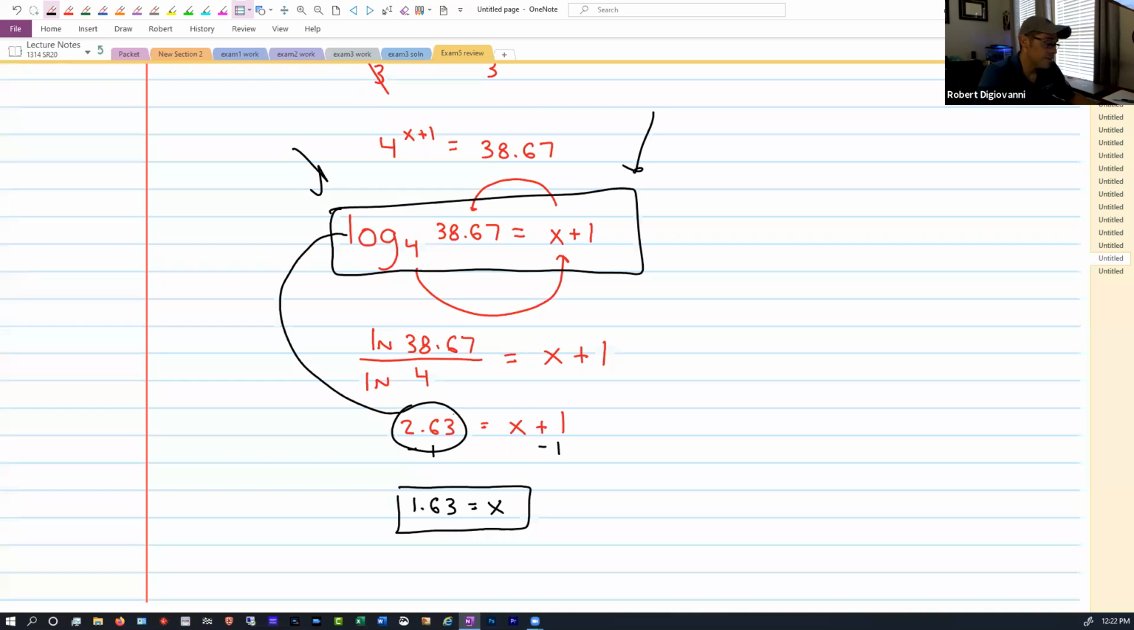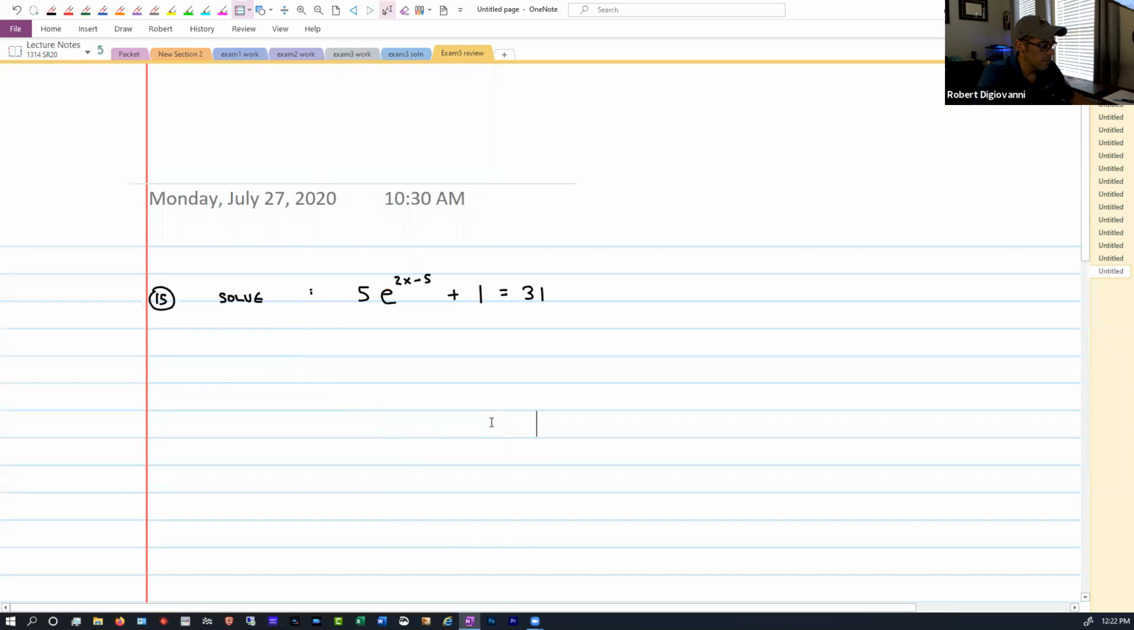Okay, that brings us to the last problem. And the only difference between this problem and the previous problem is that I'm just using a different base. The base here is e. We need to get that e to the 2x minus 5 by itself first. And then when we set up our little loop thing, we just have to be careful that the thing being raised is e. And remember, e is just a number, okay? So don't freak out when you see the e.